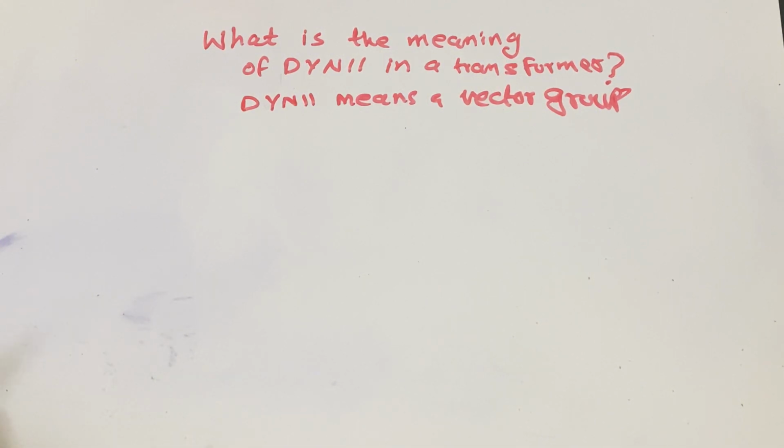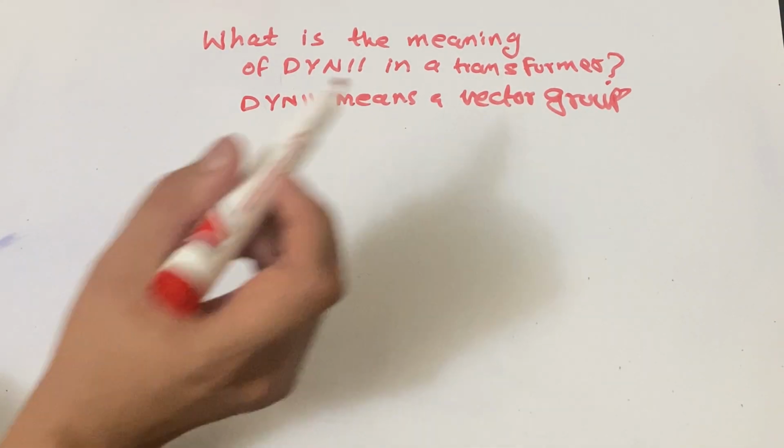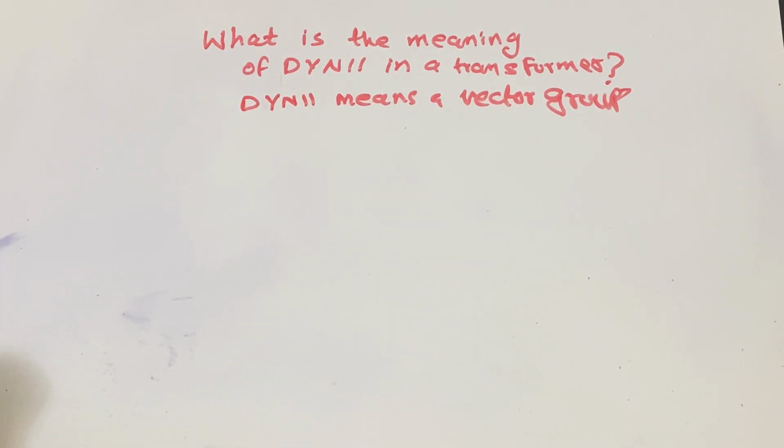So in industries, there is a nameplate, and there is a vector group on the nameplate of the transformer. So this is the nameplate of a transformer. Have a look at it. So now I will explain what the vector group is.